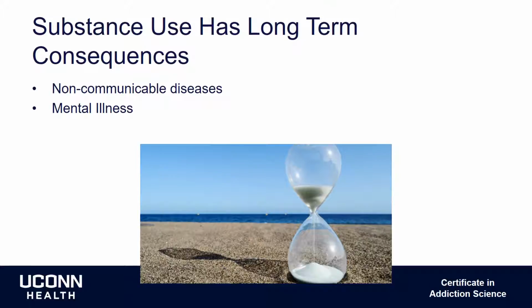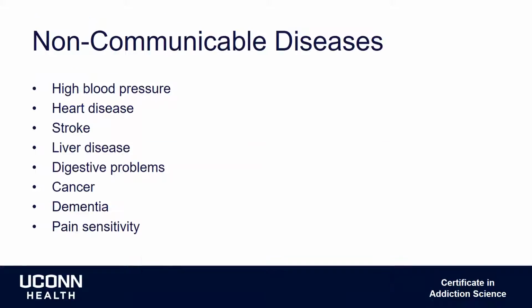But as I said before, substance use has both short-term and long-term consequences. Long-term consequences include non-communicable diseases, chronic diseases, as well as mental illness. The non-communicable diseases, the chronic diseases, include the things that we tend to worry about the most generally in the public health community. So heart disease, cancer, dementia, stroke. We have a little bit more specificity as well, so liver disease. But these are all high impact diseases that substance use can be a very strong risk factor for and a causal risk factor for.